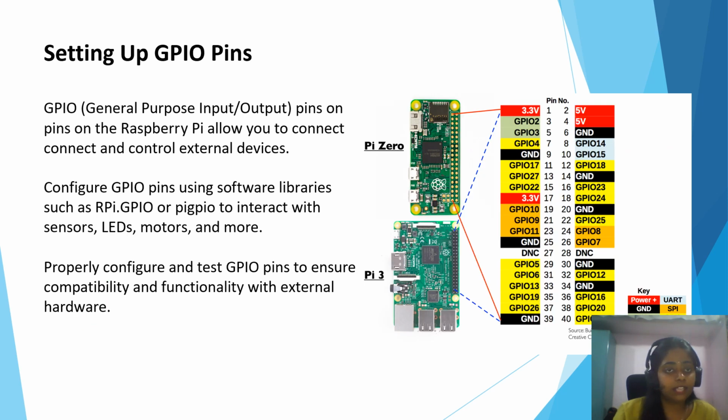So moving to the next slide, we have setting up GPIO pins. So GPIO stands for General Purpose Input-Output pins on the Raspberry Pi, which allow you to connect and control external devices. Configure GPIO pins using software libraries such as RPi.GPIO or PIGPIO to interact with sensors, LEDs, motors, and more. Properly configure and test GPIO pins to ensure compatibility and functionality with external hardware.